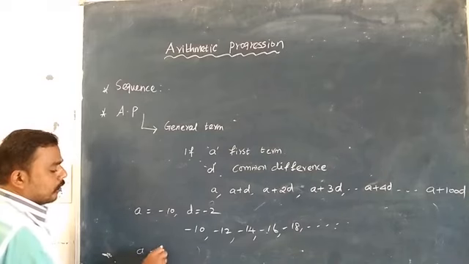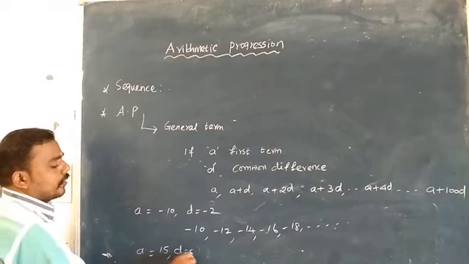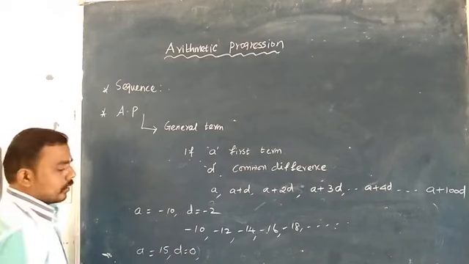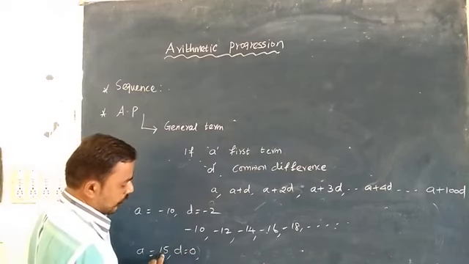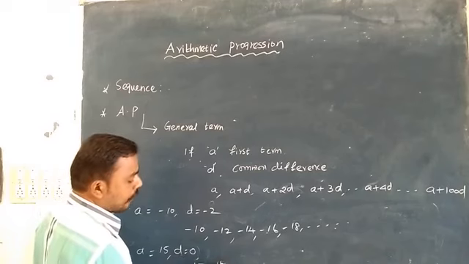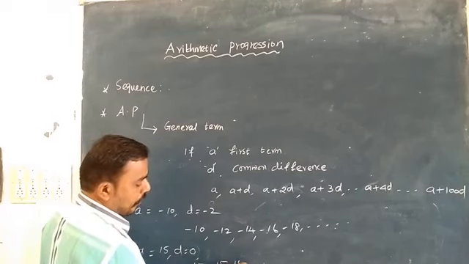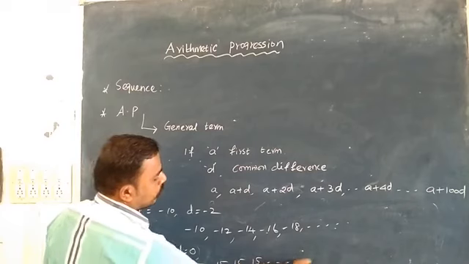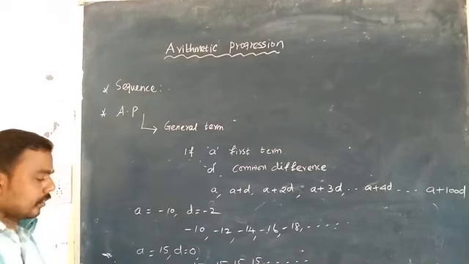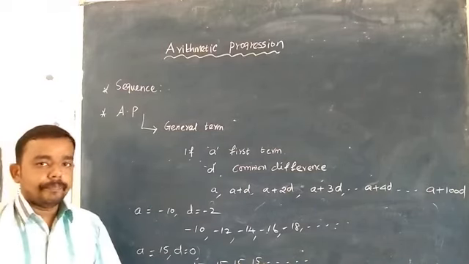If A equals 15 and D equals 0. So 15 is the starting number. Next, no difference. So 15 minus 0 is 15, 15, 15 and so on. So this is also an AP.